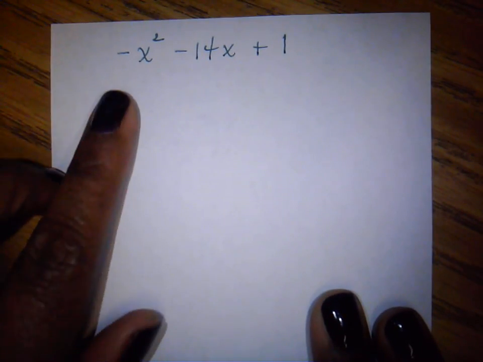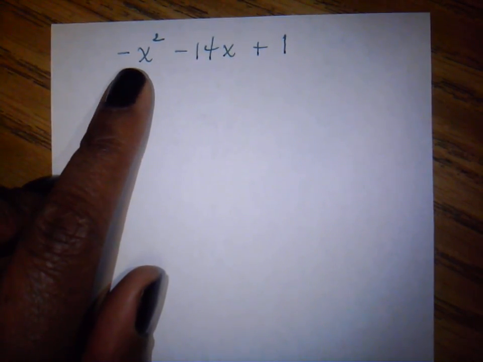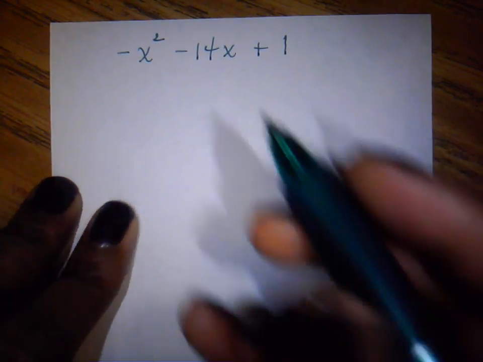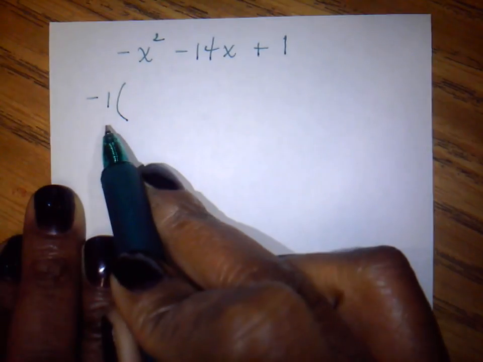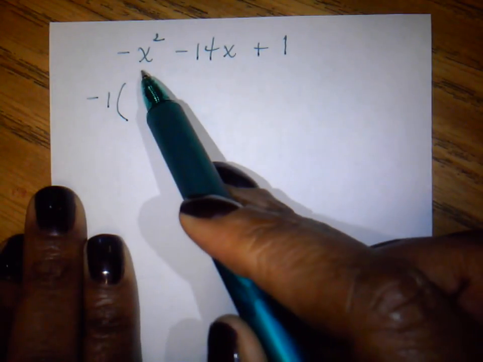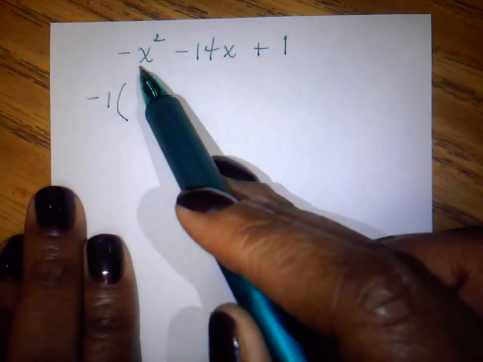All right. When your leading coefficient is not a positive 1, you must factor it out first, okay? What is our leading coefficient here, folks? It's negative 1. So I'm going to factor out a negative 1, okay? And I normally don't write it, but I'm going to write it for these purposes, okay? So once I factor out a negative 1, what can I multiply negative 1 by to get the negative x squared back?